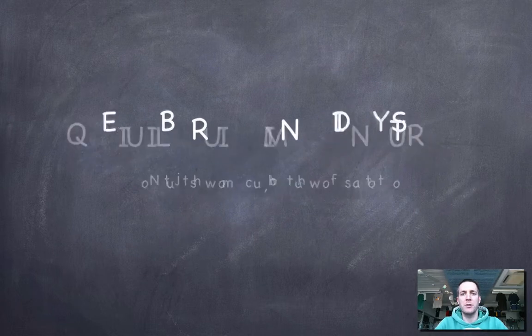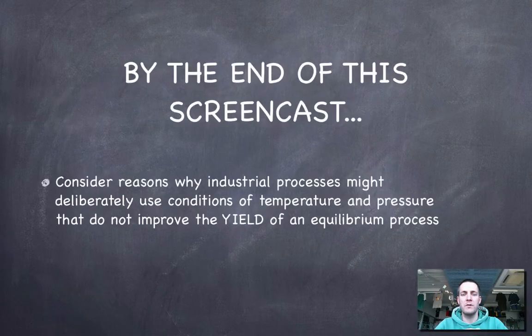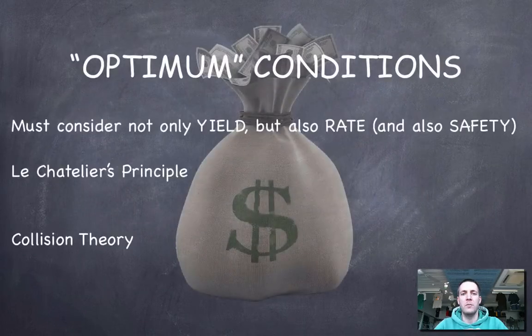In this film I suppose we're going to try and put ourselves in the shoes of an industrial chemist and ask ourselves the question of why it is that we might deliberately choose conditions of temperature and pressure that are not going to improve our yield. And in doing so, we're going to need to talk about what we mean by optimum conditions and what we mean by this thing called yield, which we've just mentioned.